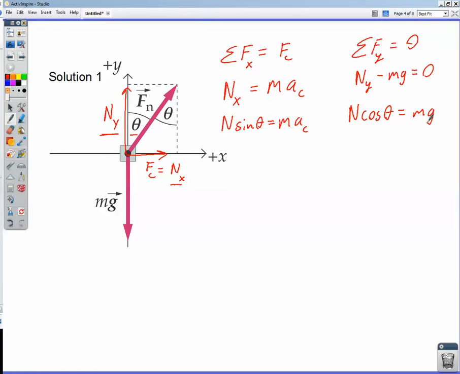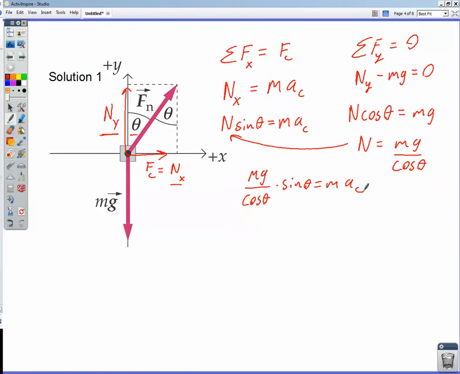And let's see here. Probably the easiest way to see this is let's solve our y equation for the normal force. So the normal force is equal to mg divided by cos theta. And we're going to plug that in for the normal force over here. So we've got mg over cos theta times sine theta is equal to m times the centripetal acceleration.